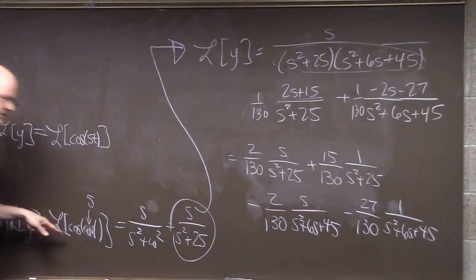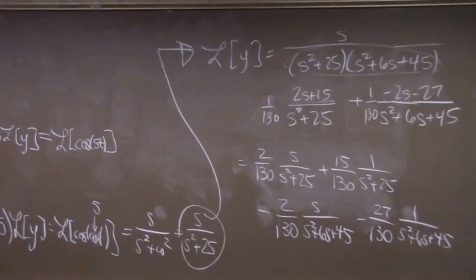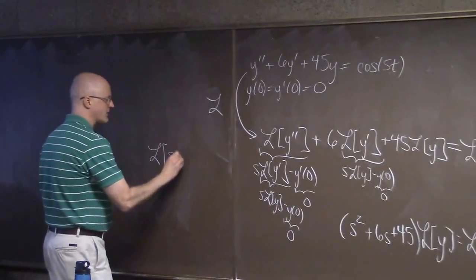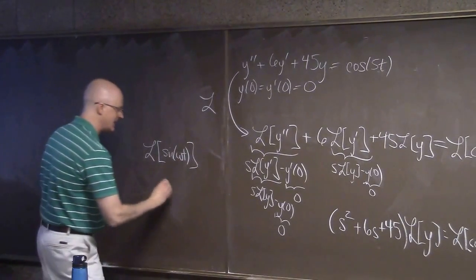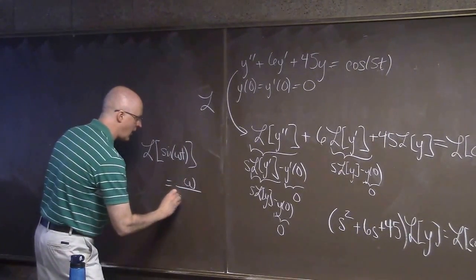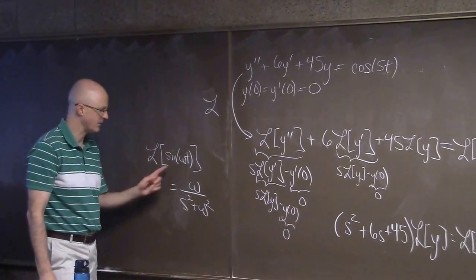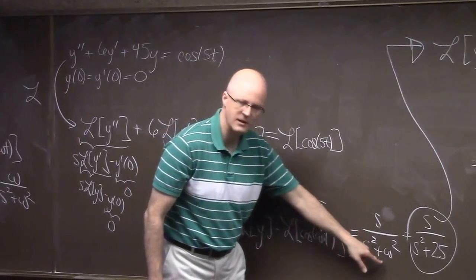Is it related to the Laplace transform of cosine? Actually, no. But it's related to the Laplace transform of something similar: the Laplace transform of sine omega t, for a general omega, turns out to equal omega over s squared plus omega squared. Whereas the Laplace transform of cosine omega t was s over s squared plus omega squared.